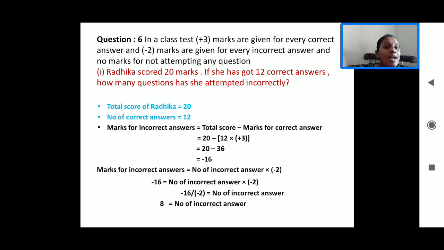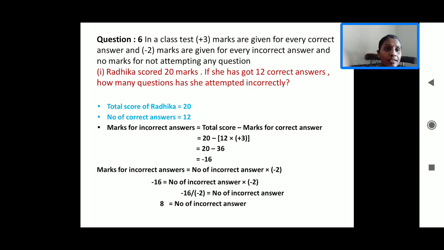So what is the total score? Total score is 20. Now marks for correct answers. It is given that she has 12 correct answers, and for one answer it is plus 3 marks, so 12 multiplied by plus 3. So 20 minus, in the bracket, 12 multiplied by plus 3. It will be 20 minus 36, so minus 16 marks. So she has got minus 16 marks for incorrect answers.